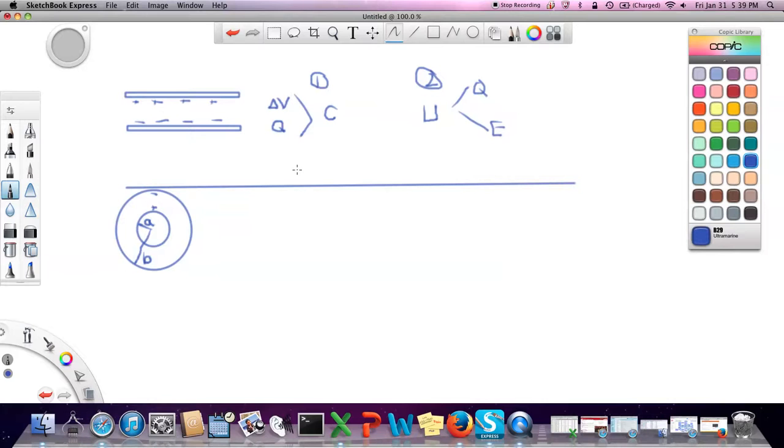And again, what are these quantities? Charge, potential difference, and capacitance. What is the energy stored, and how do those energies compare?